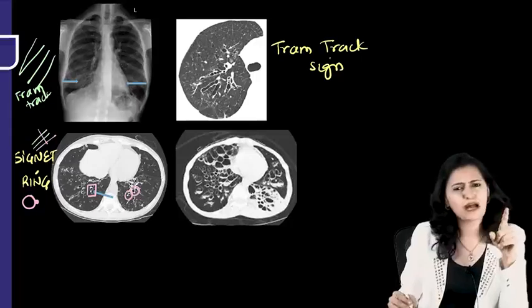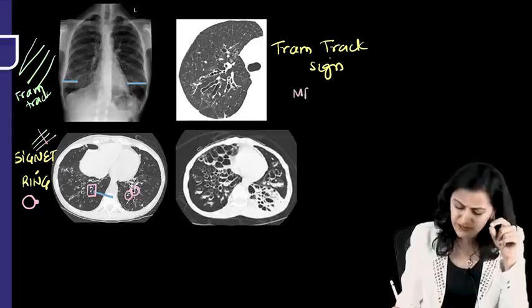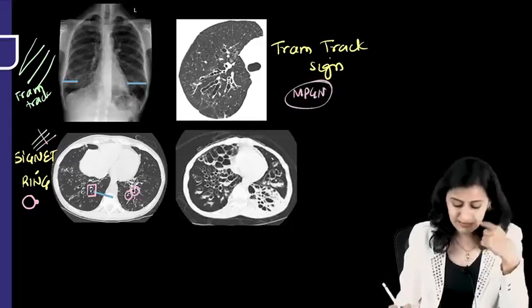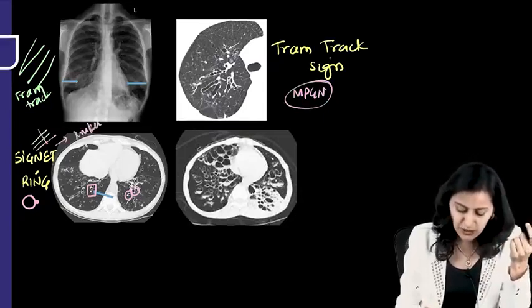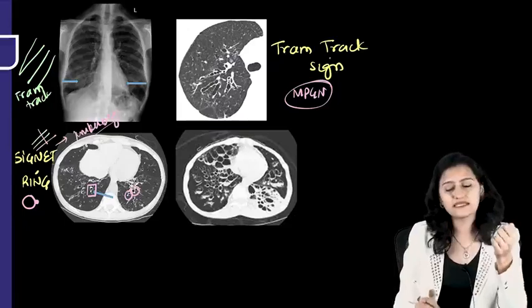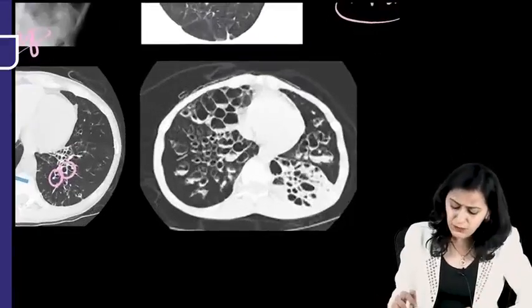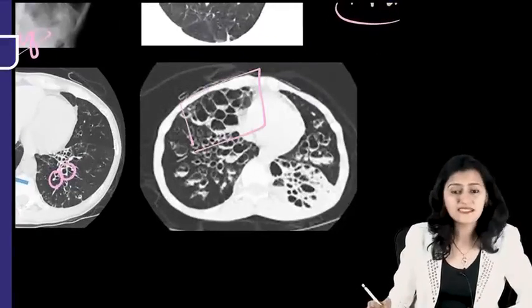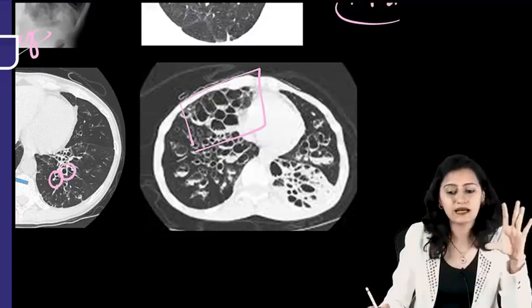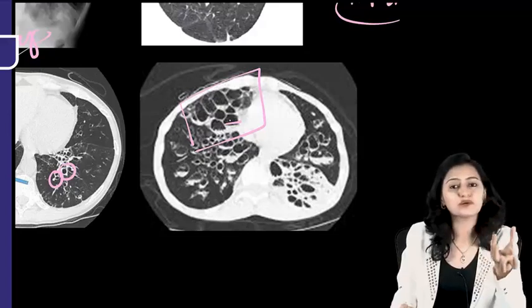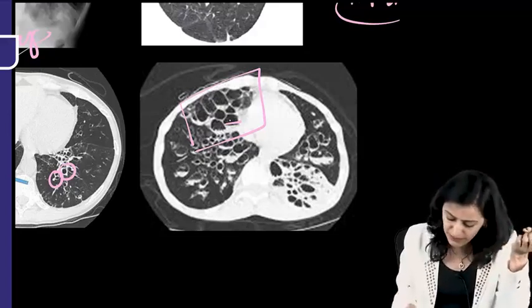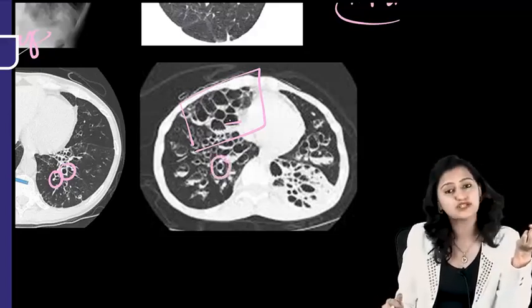Remember, the tram track sign in pathology we have read in MPGN. The signet ring sign in pathology, in ovarian tumor, we have seen in Krukenberg tumor, right? Bronchiectasis can also have a cystic appearance. The dilated bronchi can appear as cysts, which might show an air fluid level because of the mucus within. You can also see at places the signet ring sign.